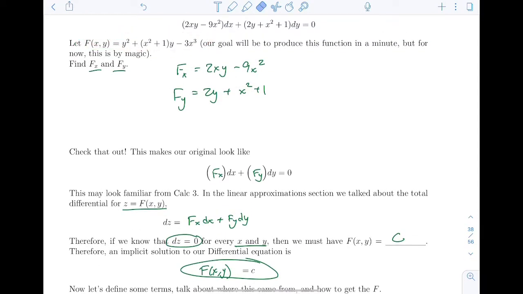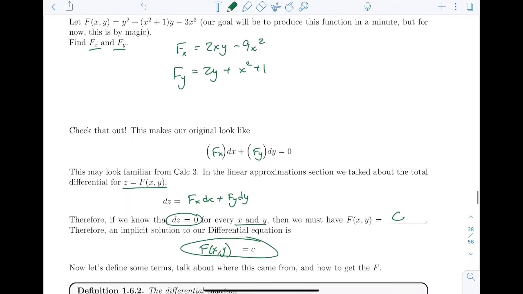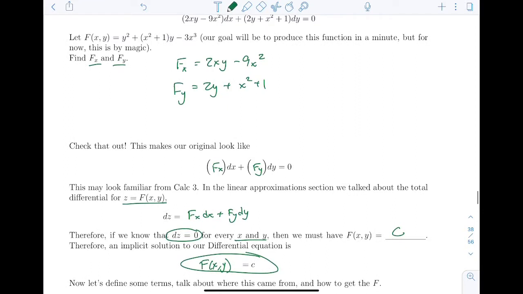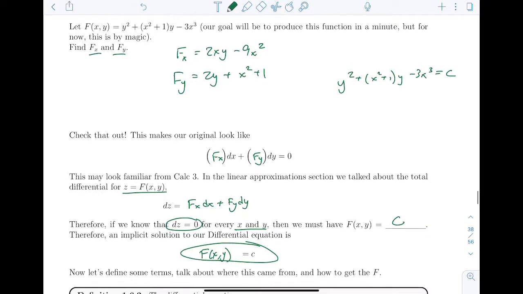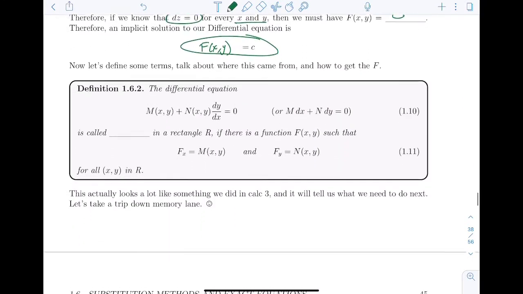Once we have produced this function f, what I'm saying here is that the solution to this differential equation is y^2 + (x^2 + 1)y - 3x^3 = a constant. So that's what I'm saying here. All right, now I want to define some terms and talk about how to get the f.